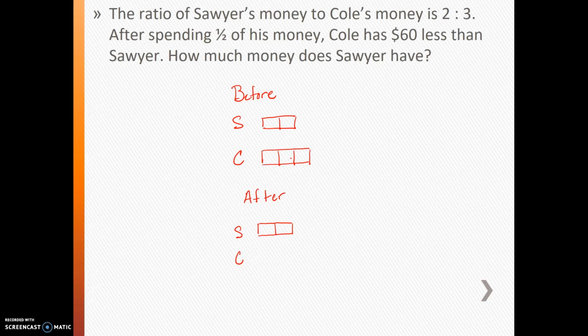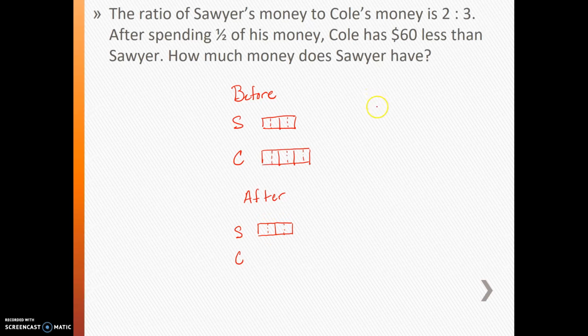So let's do this. Let's find an equivalent ratio so that Cole can spend half of his units easily. Okay. Now, what we're going to do is we're going to subdivide here. So Cole now has 6 units instead of 3. If we subdivide Cole's units, we've also got to subdivide Sawyer's. So Sawyer now has 4.